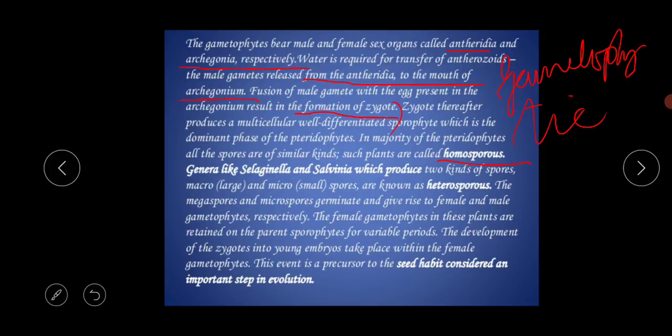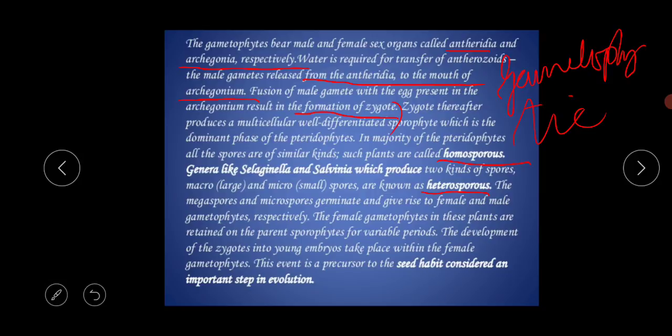After that, genera like Selaginella and Salvinia, which produce two kinds of spores, macro and micro, are called heterosporous. Hetero means different. Okay, homosporous and heterosporous.